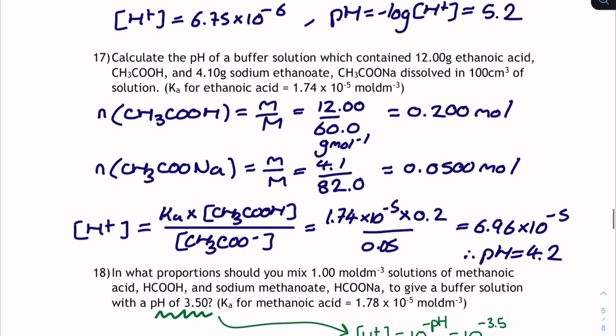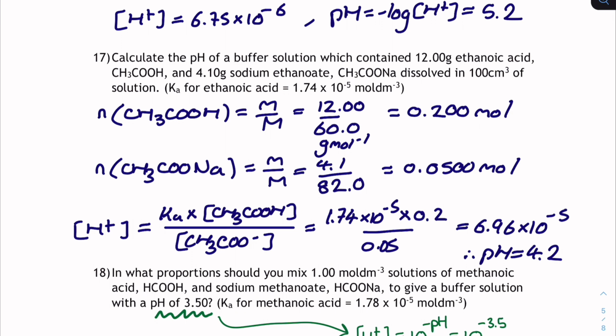Question 17. Calculate the pH of the buffer solution, which contains some masses of ethanoic acid and sodium methanoate. Now here you have been told that the total solution volume is 100 centimeters cubed, but what I want to demonstrate with this one is, even though I'm going to write that they are concentration terms in my rearrangement, for the ethanoic acid and the sodium methanoate, I'm only going to use their mole values. You can double check this, maybe convert them into concentrations, or you may have already done. You will end up with the same value of pH at the end here.